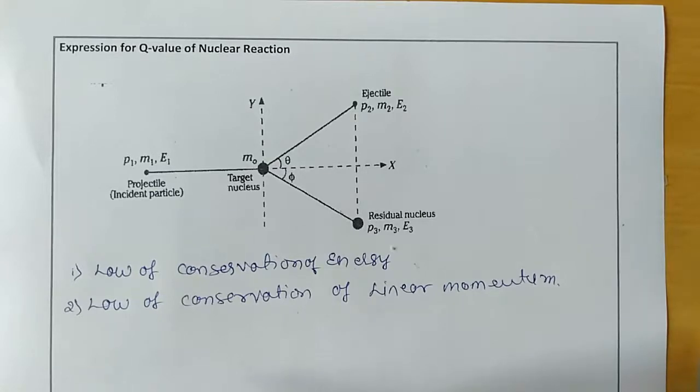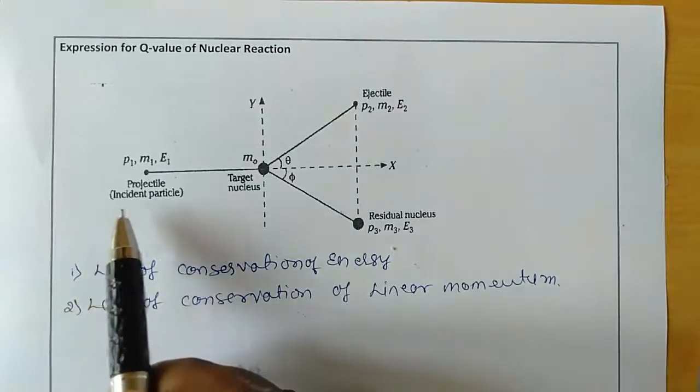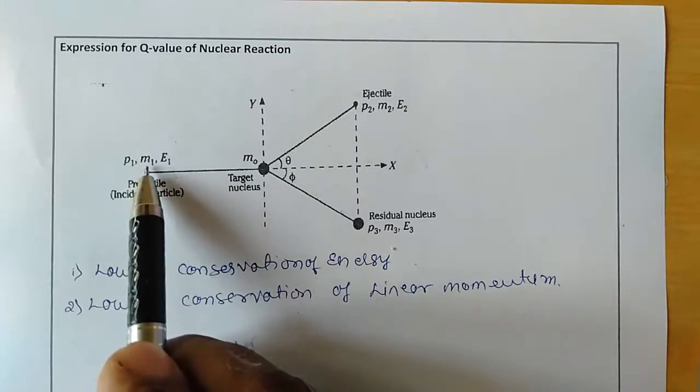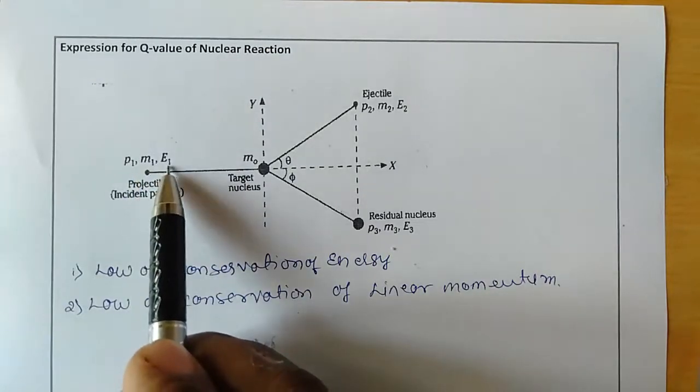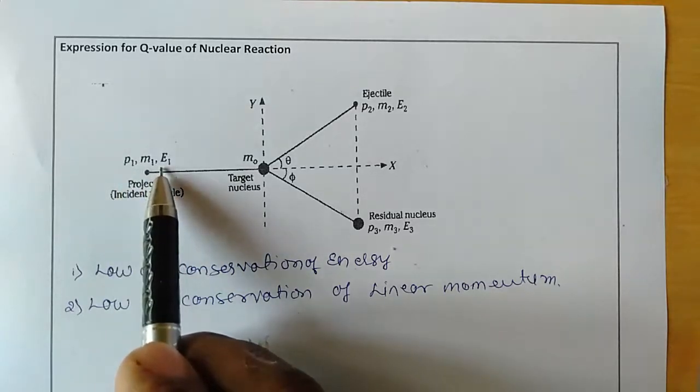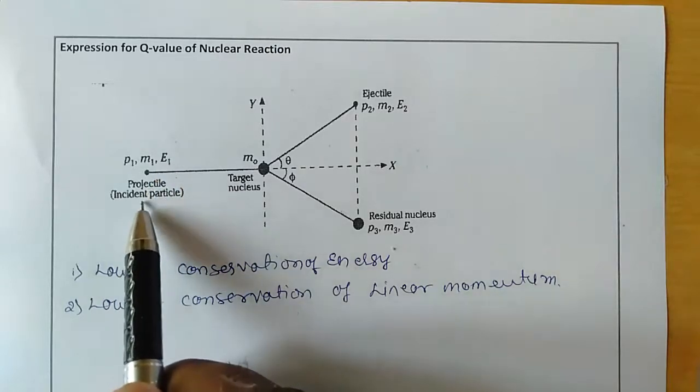Let us see how to derive the expression by using these conservation laws. Initially, I will consider a projectile, that is the incident particle. Let the mass of this incident particle be m1, its energy E1, and its linear momentum P1. This energy is nothing but the kinetic energy of the projectile or the incident particle.